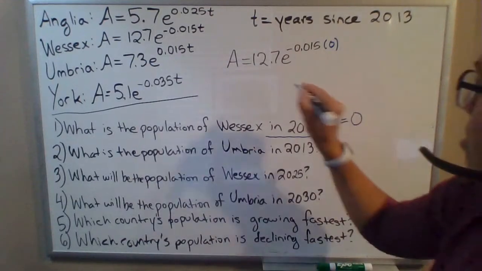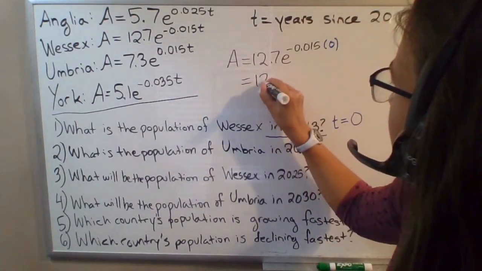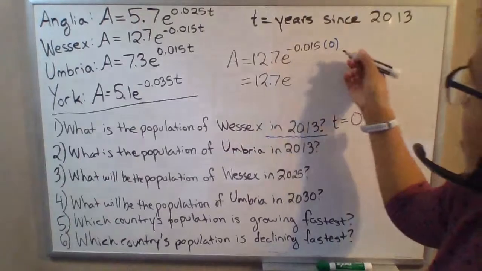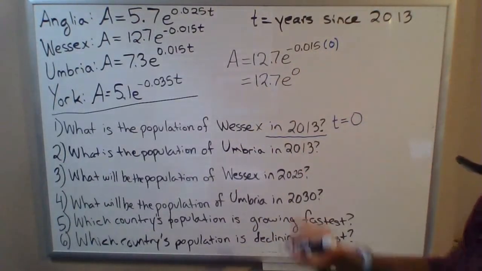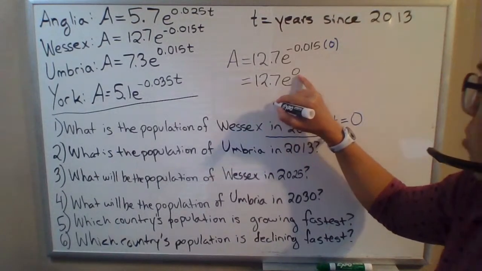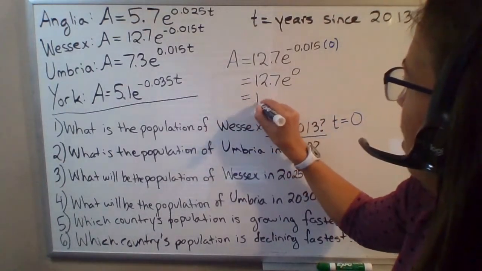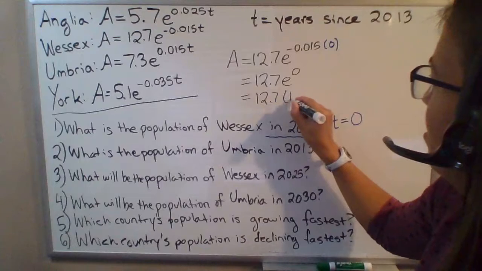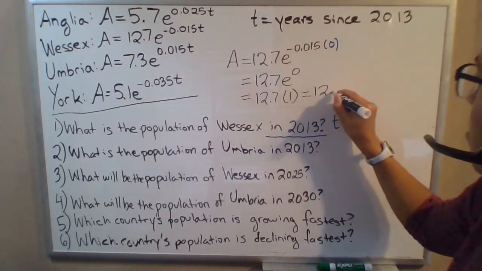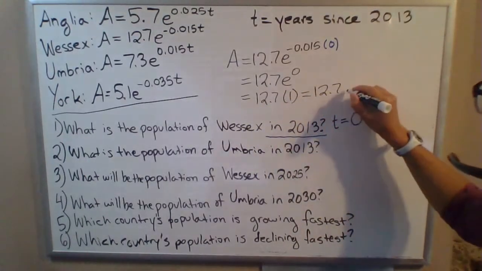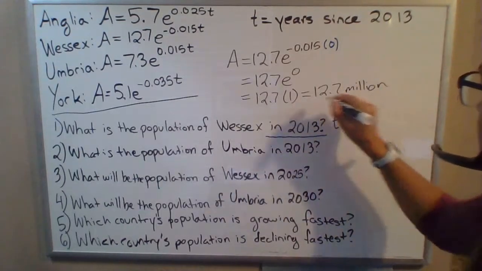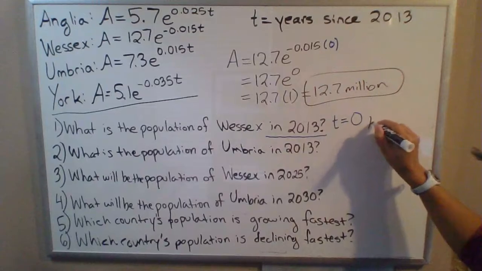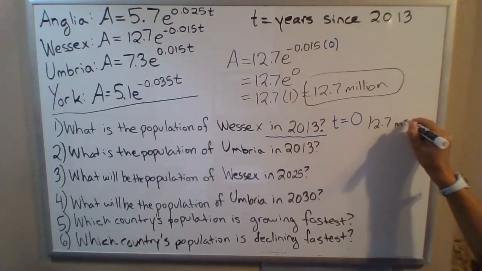And so when we work this out, you'll have 12.7 times e to the 0, when you multiply 0 times that value of k. And any non-zero base raised to the 0 power is 1. So this is 12.7 times 1, 12.7 million. Yikes. That's our answer to this question 1. I'll record it over here because I'm going to erase that in just a second.